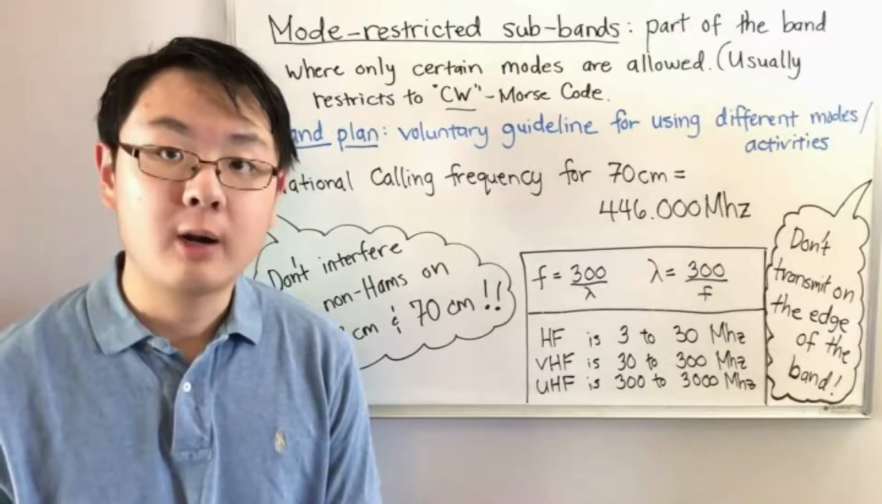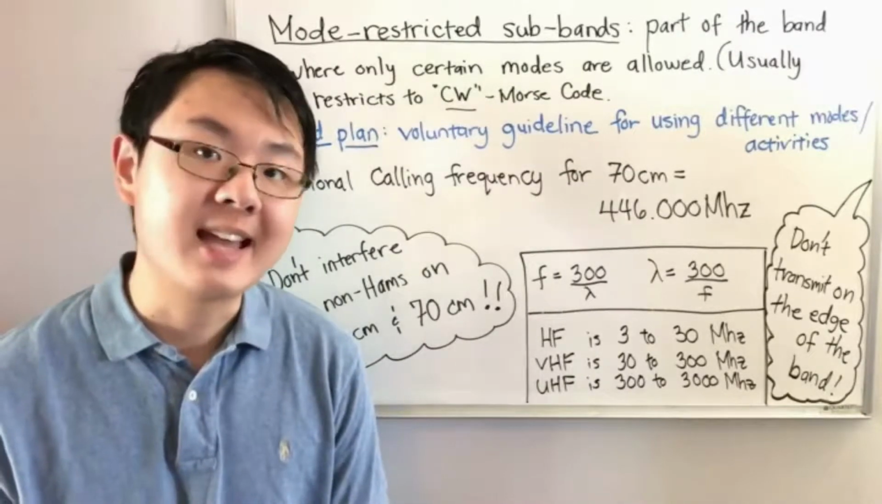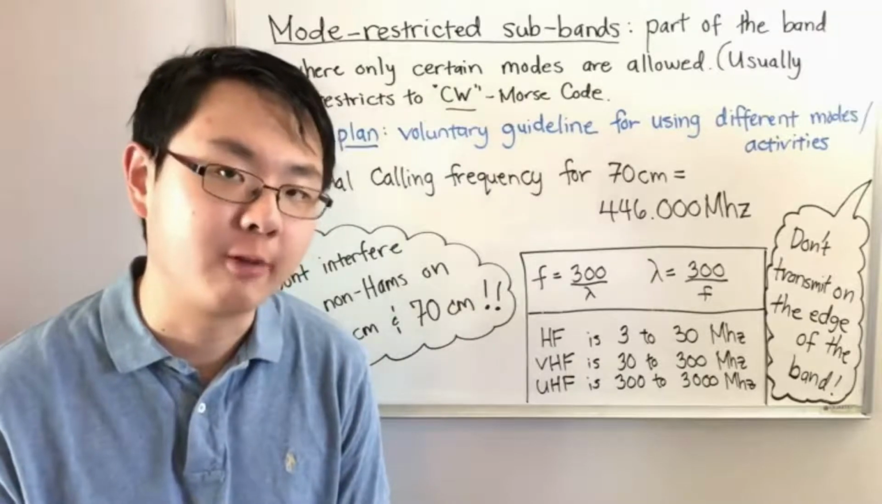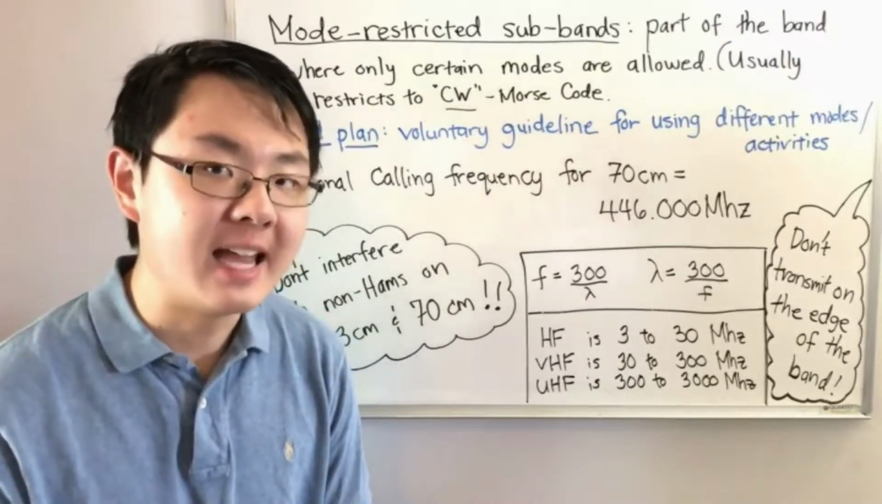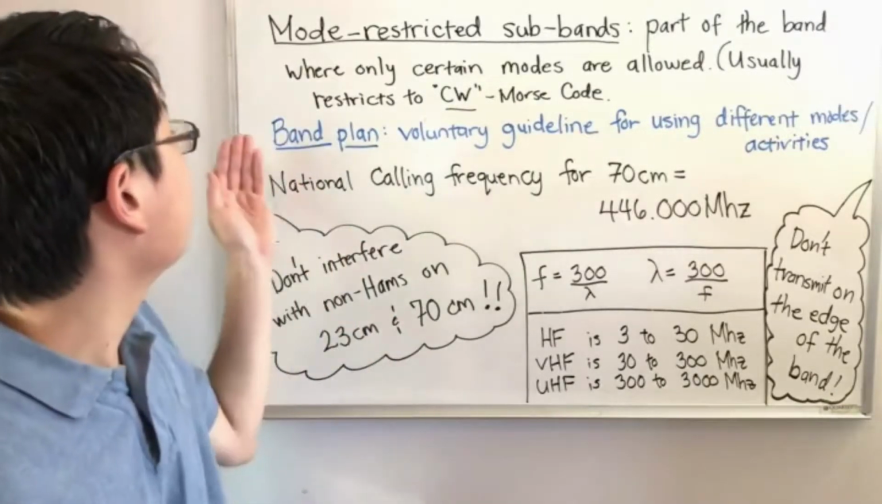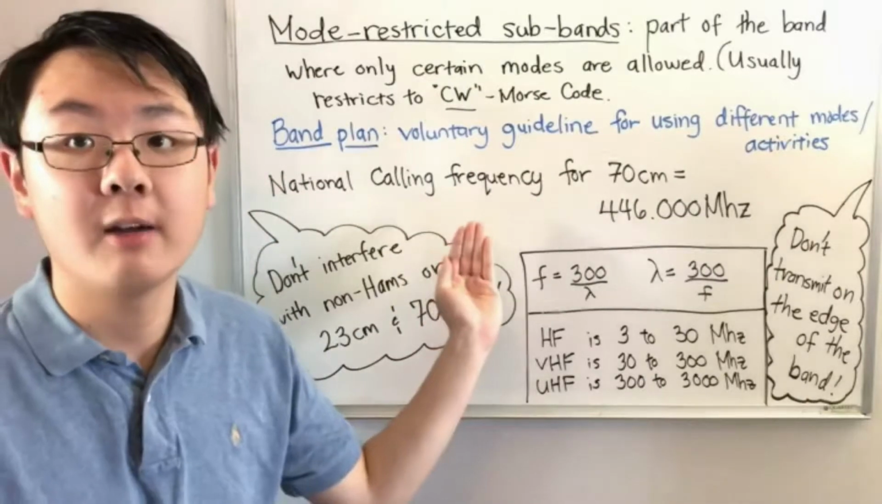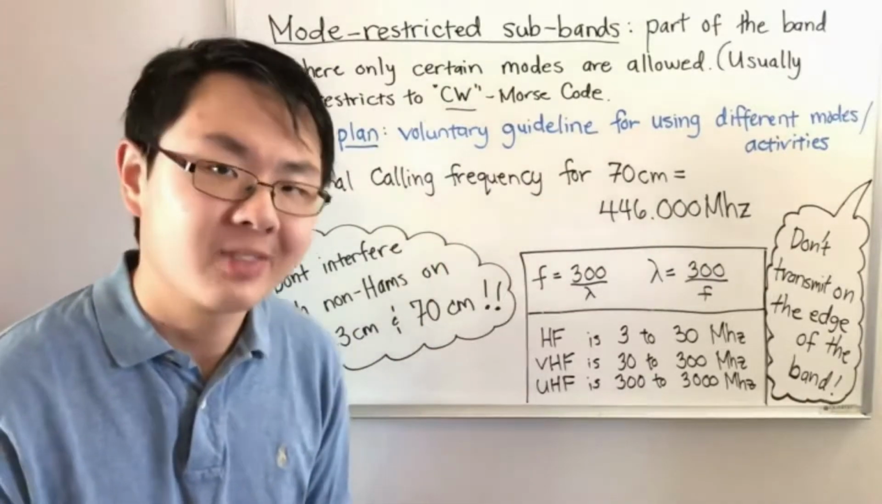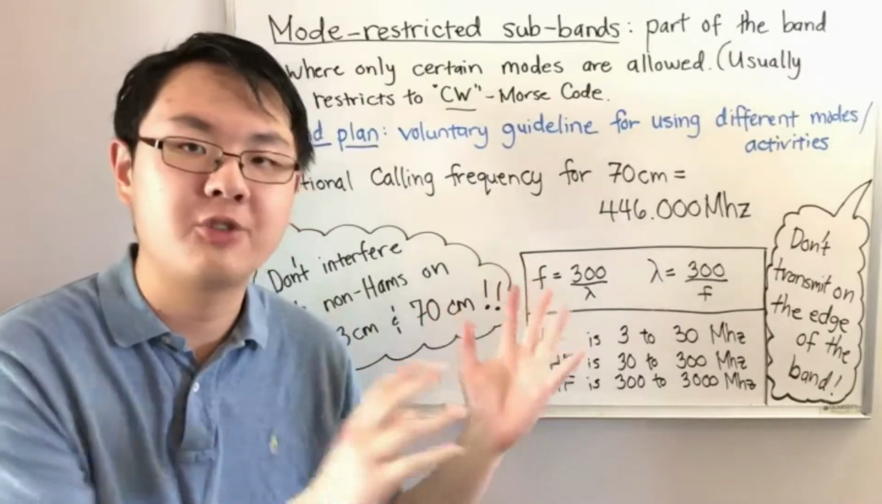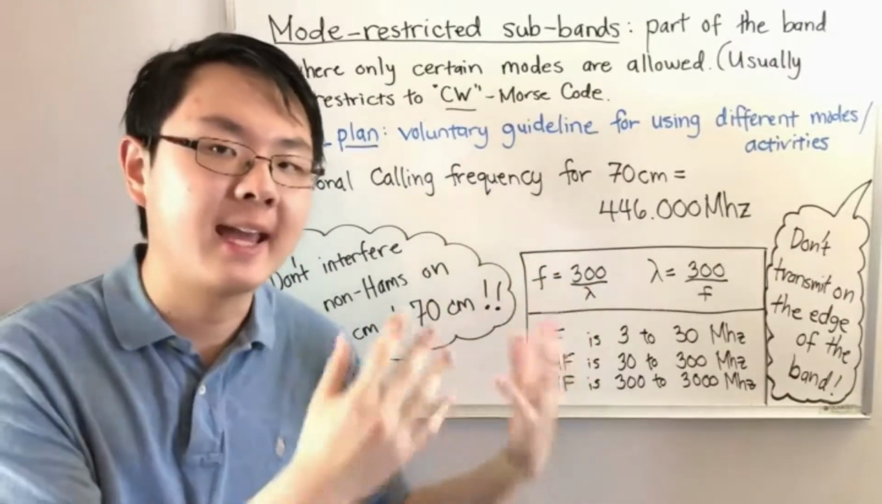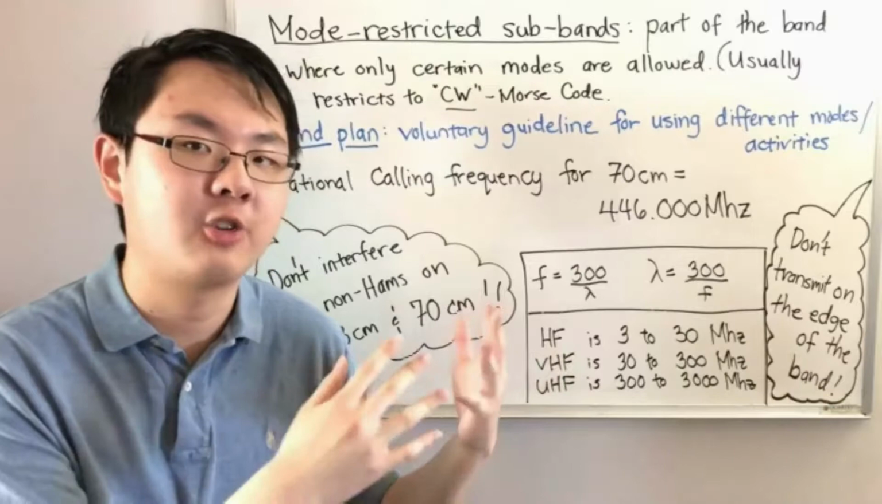So the next topic we need to learn about for the test is what we call a national calling frequency. Okay, so what exactly is a national calling frequency? I wrote some notes on the national calling frequency up here. But the national calling frequency is basically just a designated place on a certain band where people hang out. It's a designated place where people hang out on a certain band.